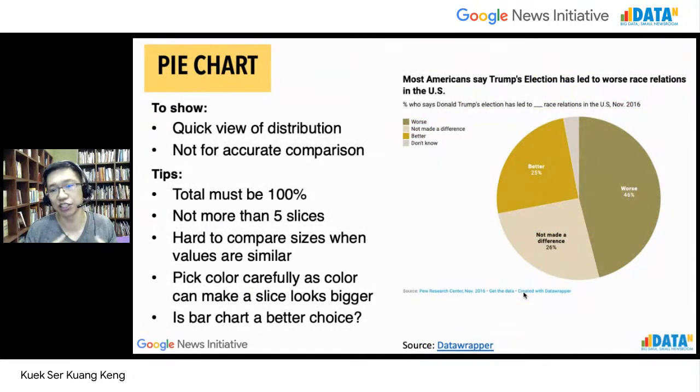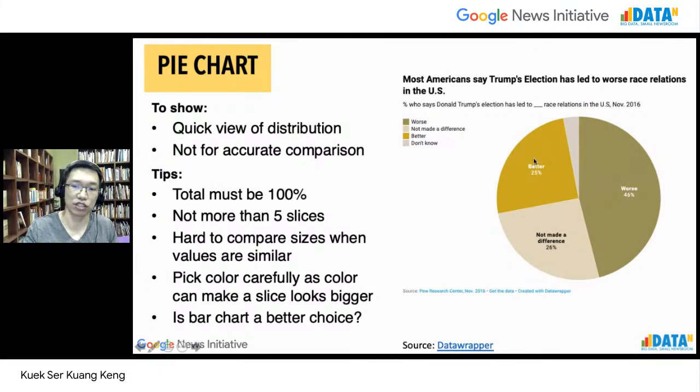Pie charts, I mentioned just now, you still can use a pie chart, but a pie chart only gives you a quick view of distribution or composition. It is not for accurate comparison. Why? Because look at this slice and this slice, which one is bigger? It's actually very hard to see, because this is 25, this is 26. But if you use a bar chart, between 25 and 26, you can obviously see the difference.